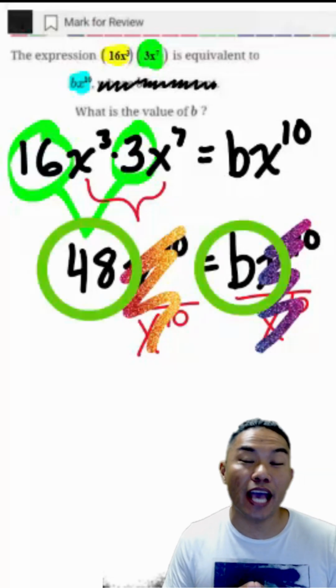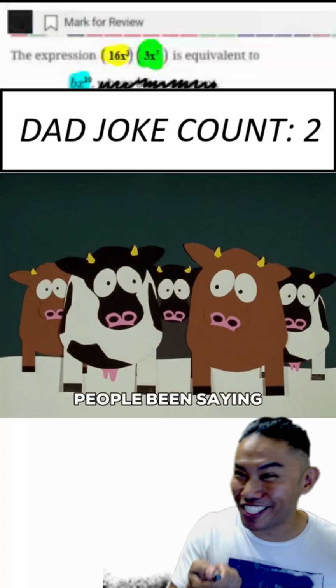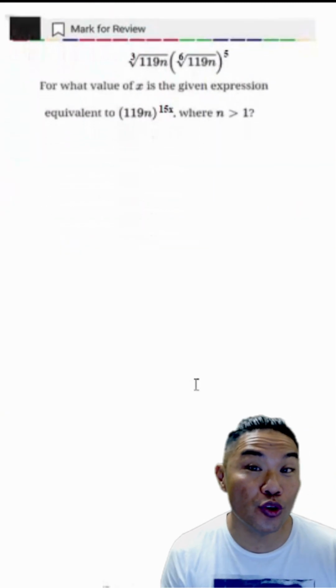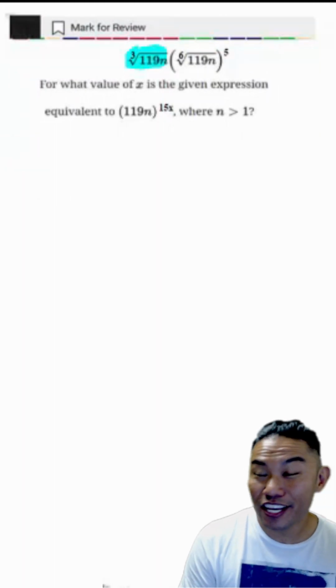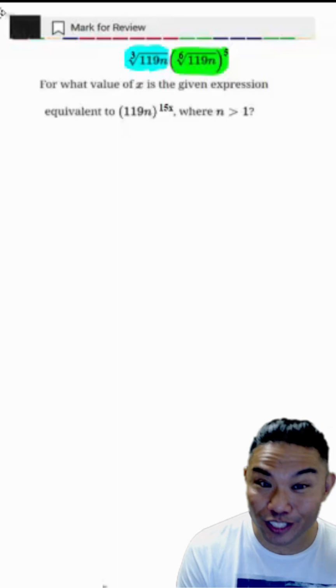Now let's take a look at a question that you'll see in the later parts of the test where they try to poke and prod you like some cattle. Moo moo. In this expression, the cube root of 119n is being multiplied by the 119n root 6 to the 5th power.